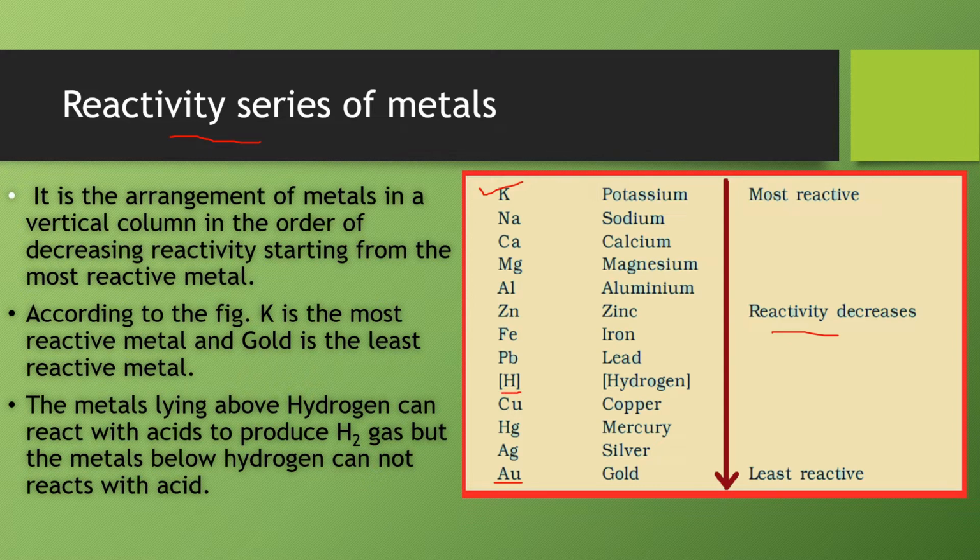Now what is the reason for this? Just listen. All the metals above hydrogen are more reactive than hydrogen. So whenever these metals, that is potassium, sodium, calcium, magnesium, aluminium, zinc, iron and lead, which are more reactive than hydrogen, react with acid, they produce hydrogen gas because they are able to displace hydrogen from acids. But the metals which are present below hydrogen, that is copper, mercury, silver and gold, are not able to displace hydrogen from acid, so they do not produce hydrogen gas when they react with acid. This is a very important point.